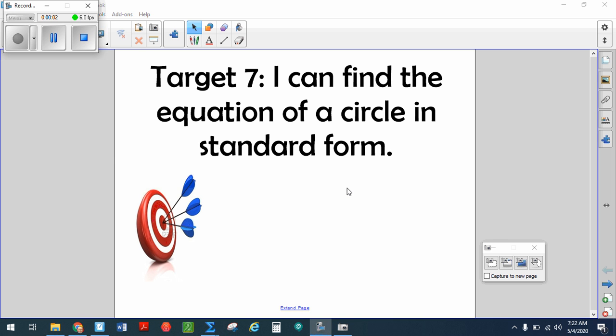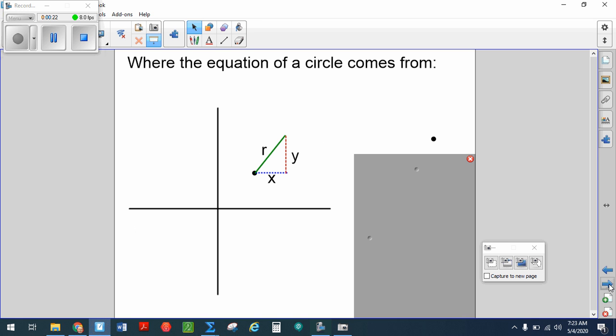Okay, for this lesson, we're going to learn how to find or write the equation of a circle in standard form. This is one of those unique lessons where we get to put geometry and algebra together. We're going to use the geometry that we know of circles, but look at what that looks like on a graph using variables from an algebra perspective.